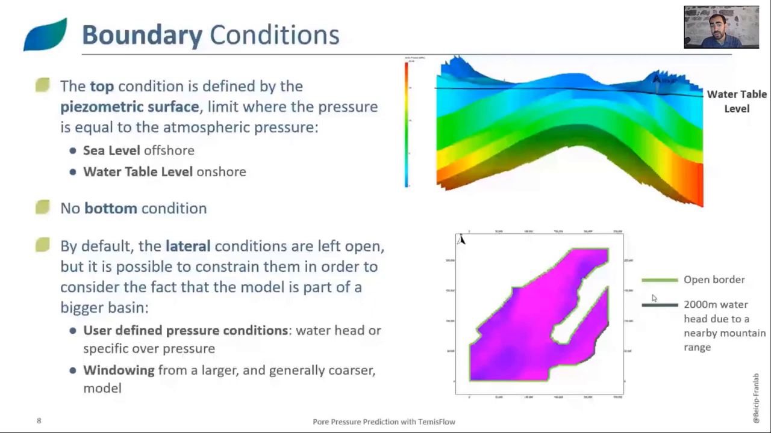possible to constrain them if you want to consider the fact that your model is part of a bigger basin. So you can either put some user-defined pressure conditions, which is what is shown right here, where you may have a mountain range on the side of your model that will have an impact on your model, or you can also perform some windowing from a larger and generally coarser model. So you first run a very big model with a coarse grid, and you use that pressure condition to constrain the limits of a much refined local model.